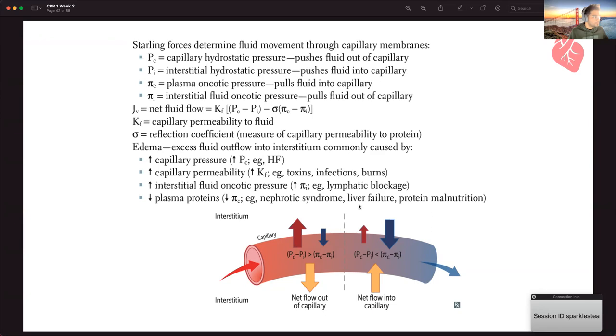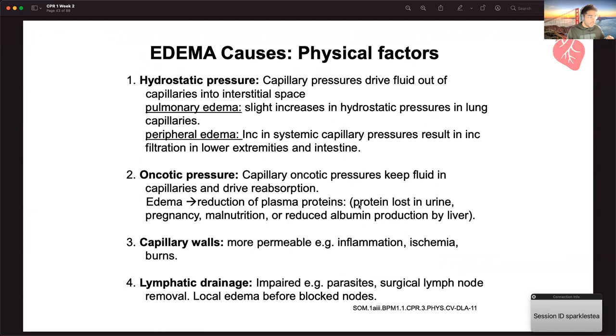Let's go over a couple of important concepts you need to know with edema. Hydrostatic pressure is the fluid being driven out into the interstitial space. There are two types you need to be aware of: pulmonary edema versus peripheral edema. Pulmonary, lungs, right? It's a slight increase in hydrostatic pressure in the lung capillaries, which forces the contents of the capillary to be pushed into the lungs, so the patient is going to have a hard time breathing, and gas exchange and all those things are going to be messed up.